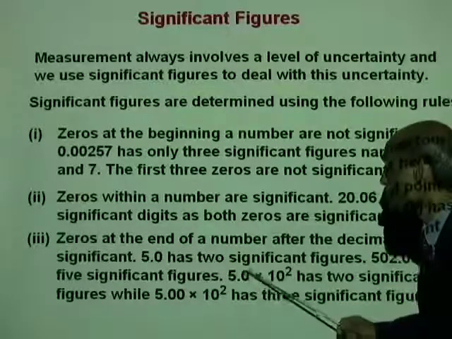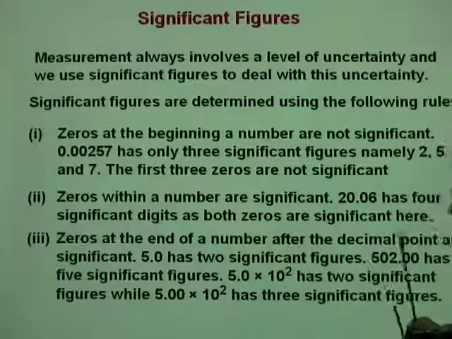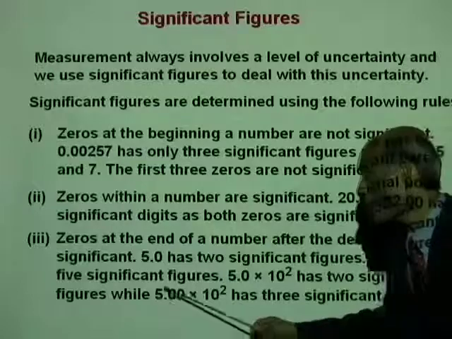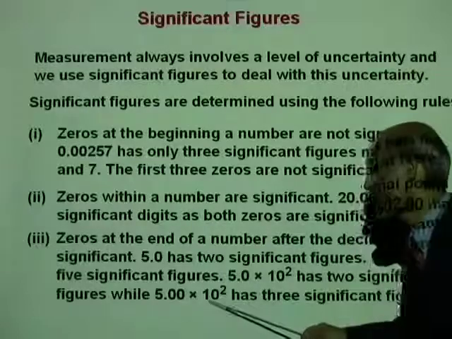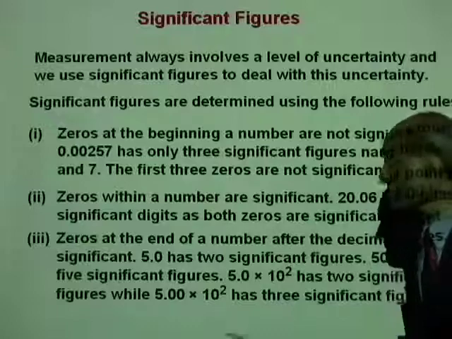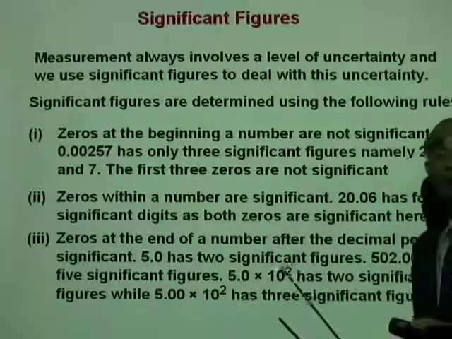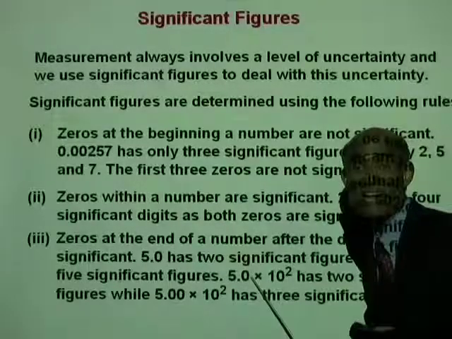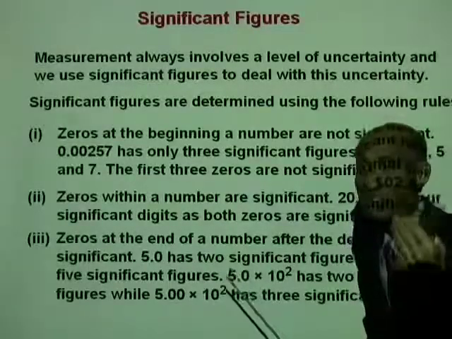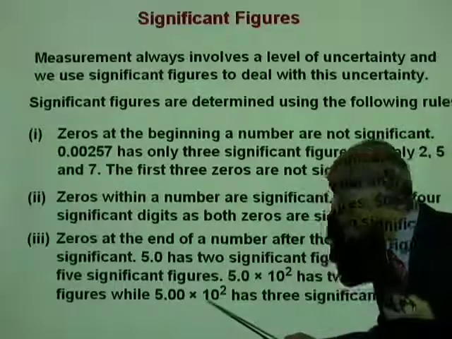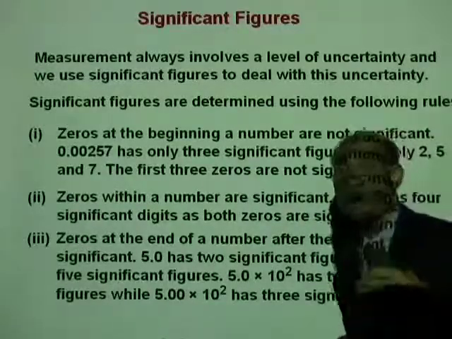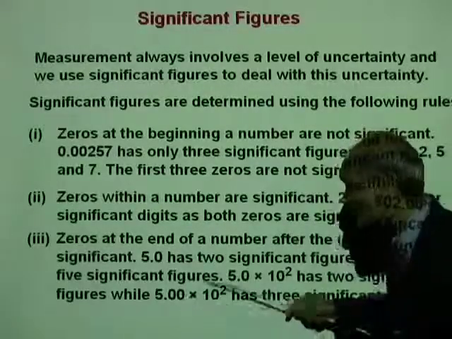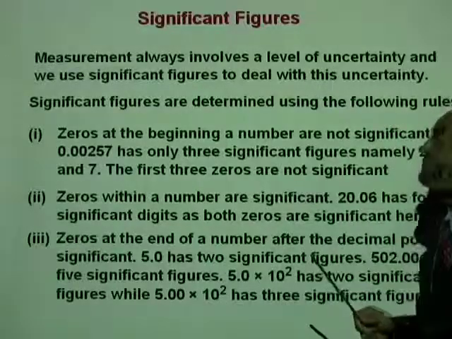Now, 5.0 times 10 to the power of 2 has 2 significant figures, while 5.00 times 10 to the 2 has how many significant figures? It has 3 significant figures. That means in this measure, we expect an accuracy of 1/10. In a measure like this, we expect an accuracy of 100. So this is a much more accurate measure than this.